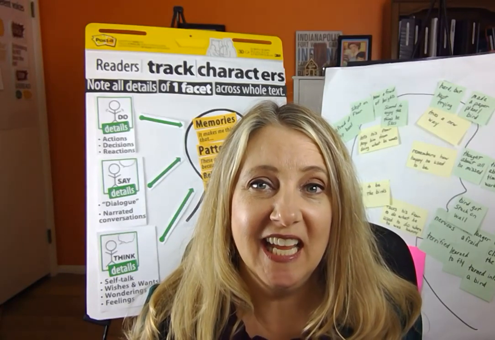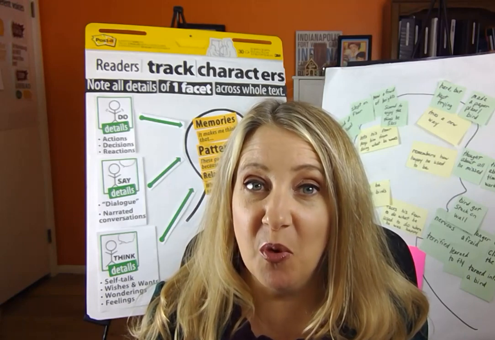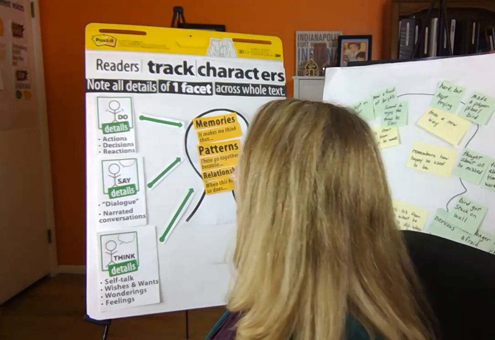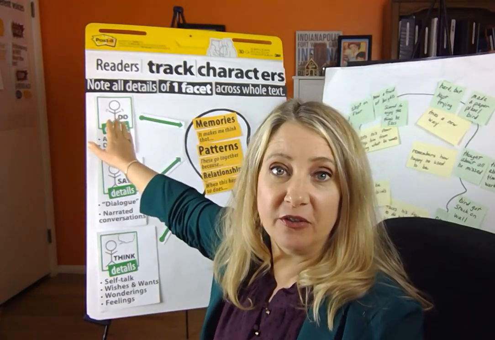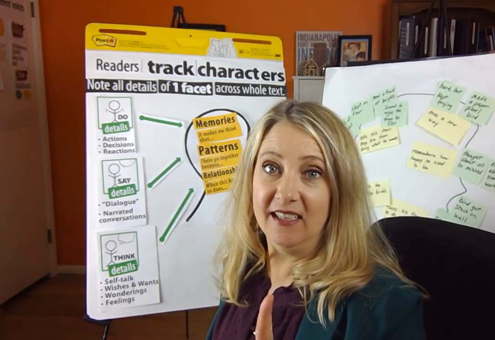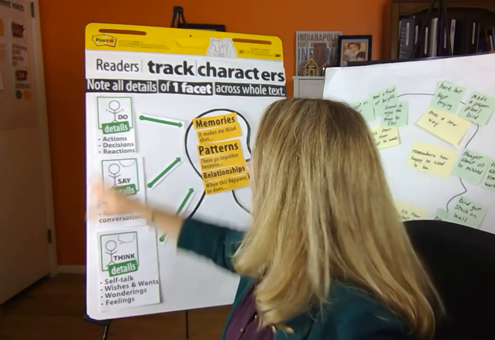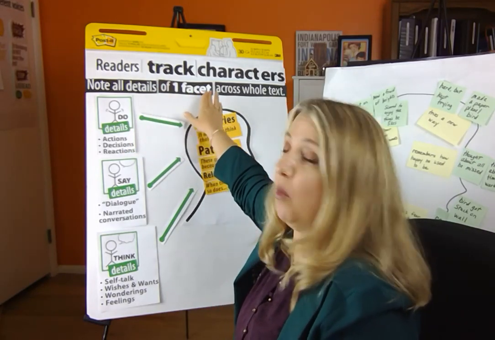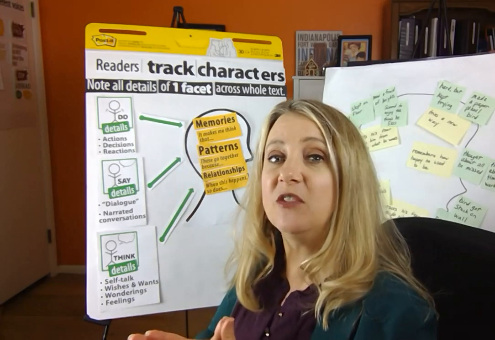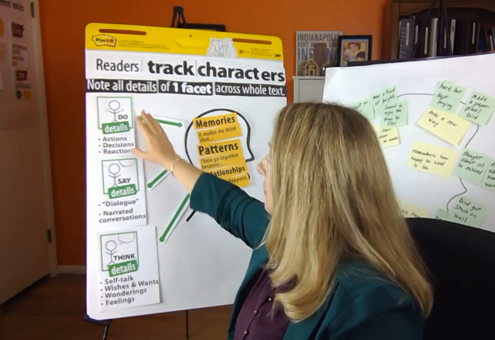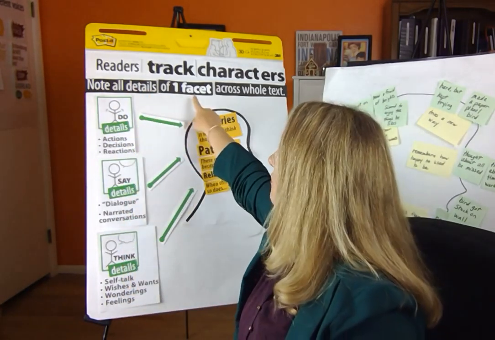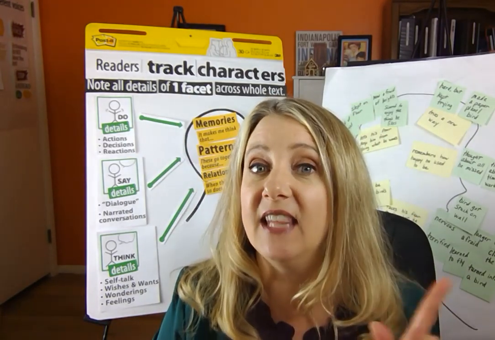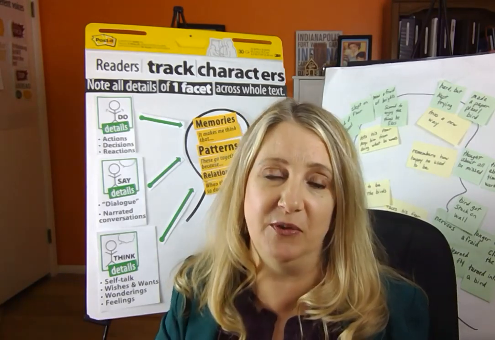Hello, it's Mrs. McCullough, and we're in lesson number 4 in our series about how readers track characters. So far, we've been learning that readers will track one idea, and we are focusing on characters. They know all the details in the whole entire passage on just that one facet. And so that's what we've done. We collected the do and the say and the think details of just one character across the whole text, beginning, middle, and end.